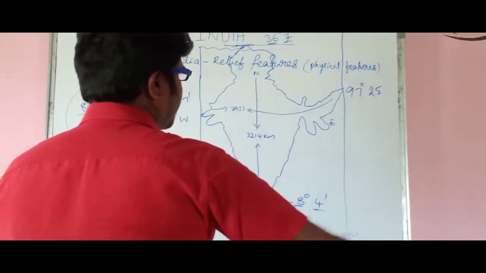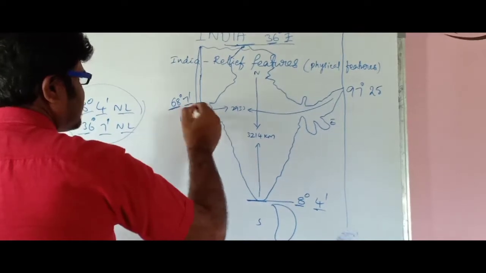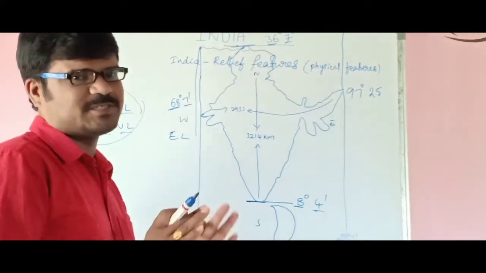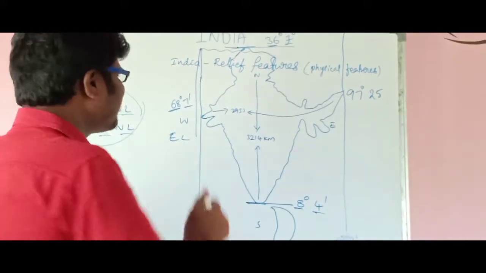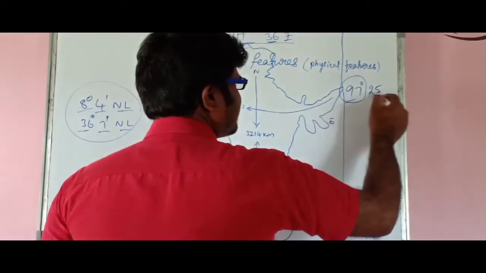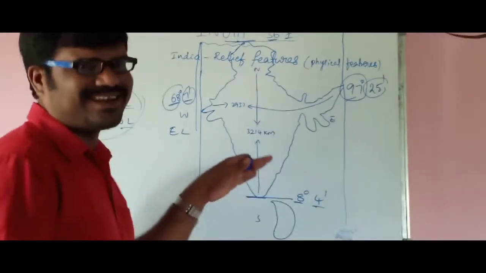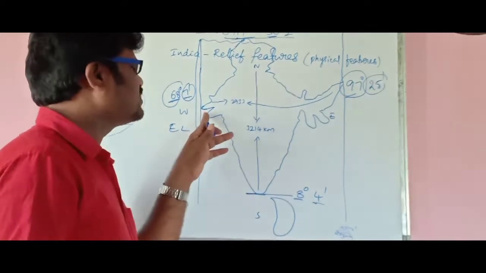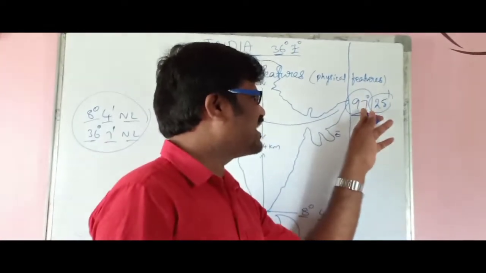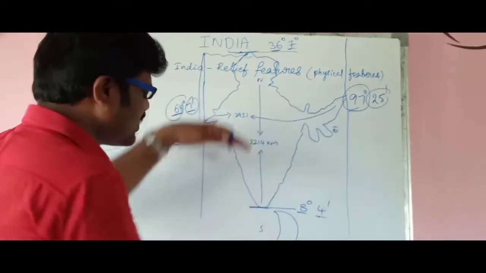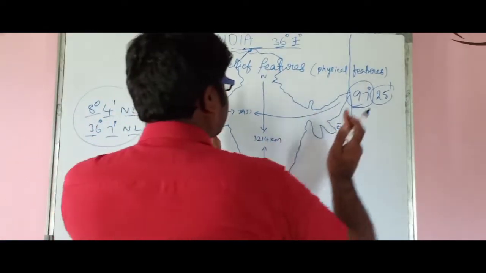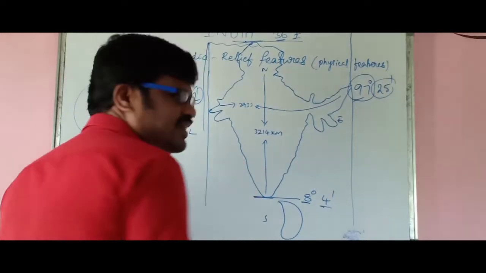And when you talk about vertical lines, it starts at 68 degrees 7 minutes eastern longitude. Already we have discussed that India is located in the eastern hemisphere according to longitudes. So it starts at 68 degrees 7 minutes eastern longitude and ends at 97 degrees 25 minutes eastern longitude. From Gujarat it starts at 68 degrees 7 minutes. From Arunachal Pradesh it ends at 97 degrees 25 minutes. So in between 8 to 36 degrees according to northern latitudes, in between 68 degrees to 97 degrees according to eastern longitudes.